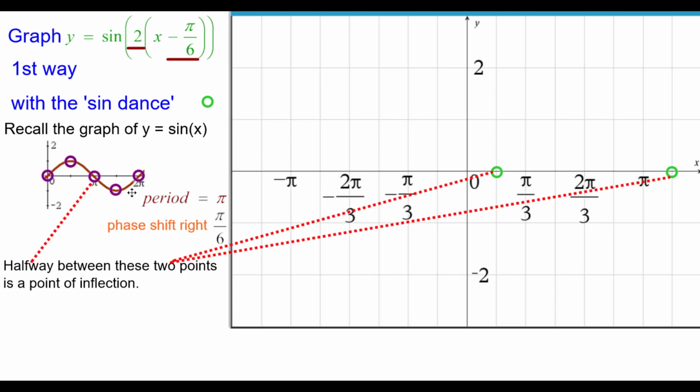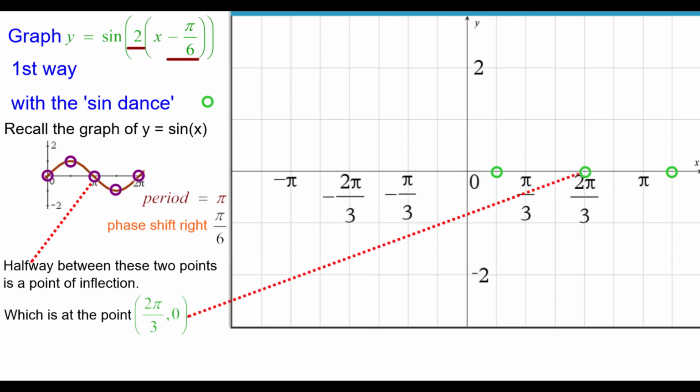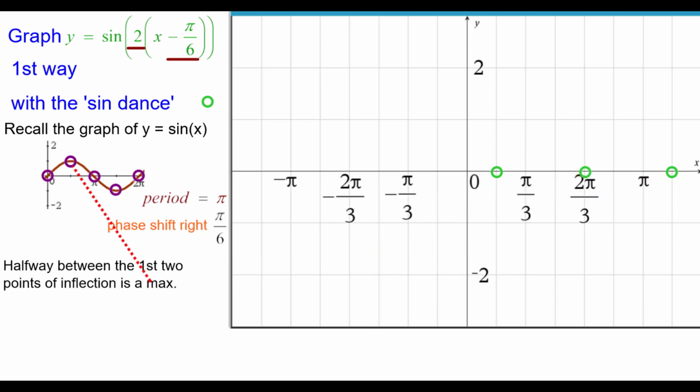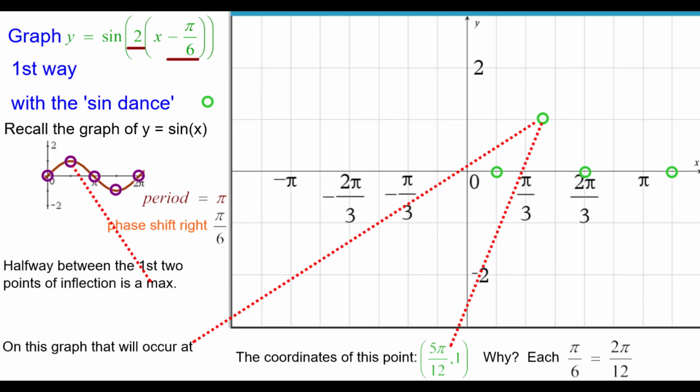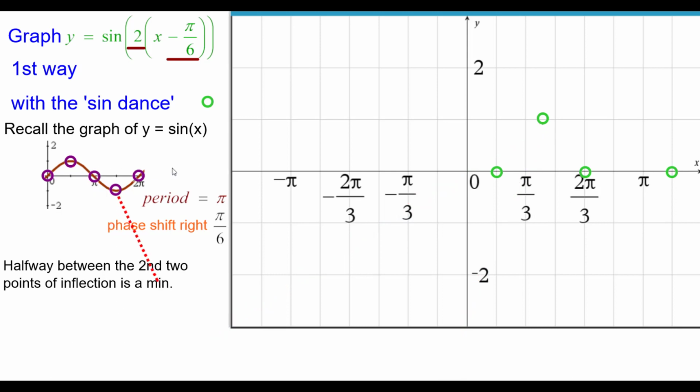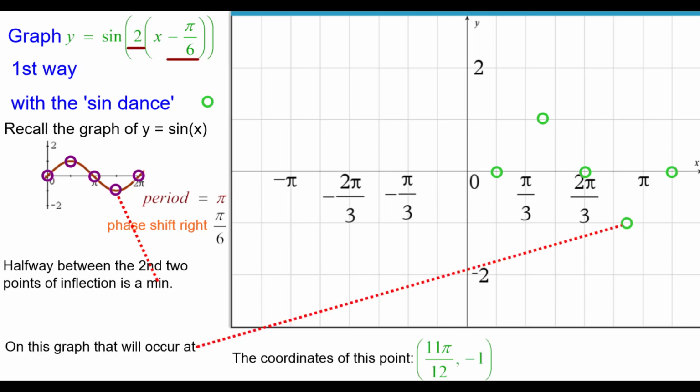Halfway between these 2 points is another point of inflection, which would occur right here at 2 pi over 3, comma 0. Halfway between these 2 points of inflection is a maximum, so the same thing will happen halfway between these two. There'll be a maximum point, and that will be at 5 pi over 12, comma 1. Remember that each pi over 6 is 2 pi over 12. And finally, halfway between these 2 points of inflection will be a minimum value, and that's going to occur at 11 pi over 12, comma negative 1.